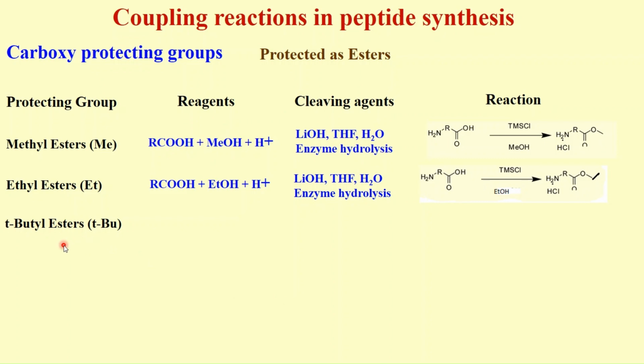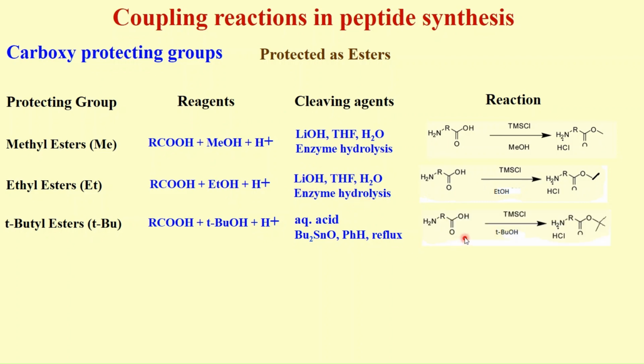Tertiary butyl esters can be used for protecting the carboxylic group, which can be achieved by treating with tertiary butanol. This is cleaved under acidic condition, different to that of the methyl and ethyl esters, where they are cleaved by using basic conditions. I take tertiary butanol in the presence of trimethylsilyl chloride or an acid. It attacks and undergoes esterification reaction to give the corresponding tertiary butyl ester.